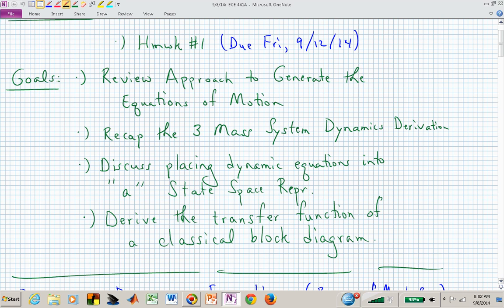And then we will look at a very classical block diagram and derive the transfer function for that to get us up to speed, so that we can go back and forth between a state space representation, differential equations, transfer functions, and block diagrams. All of those you need to be comfortable going back and forth between.